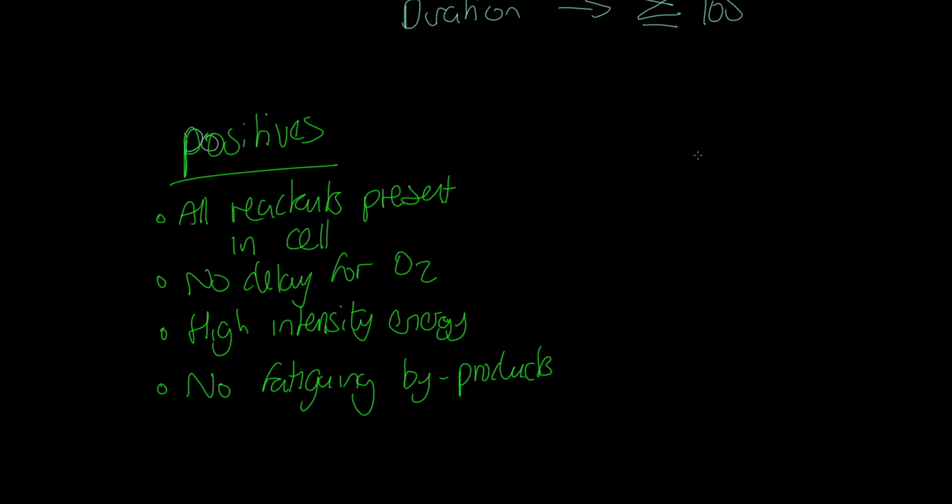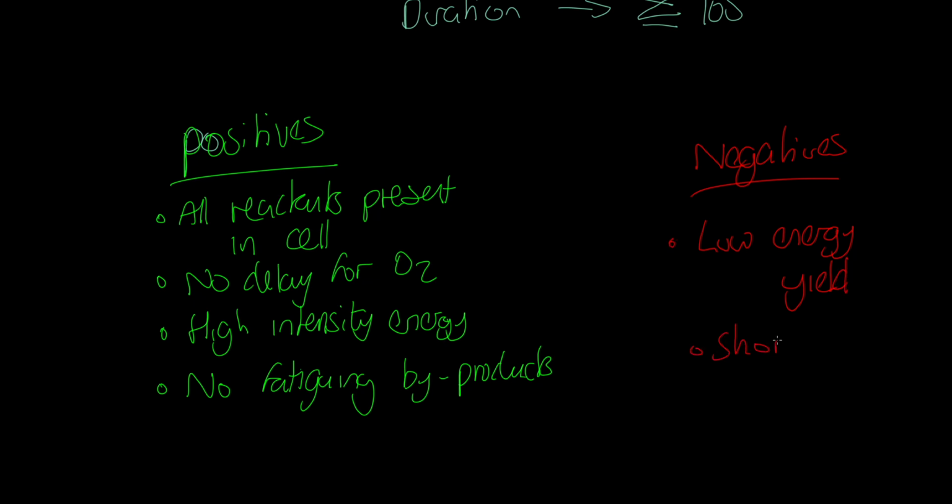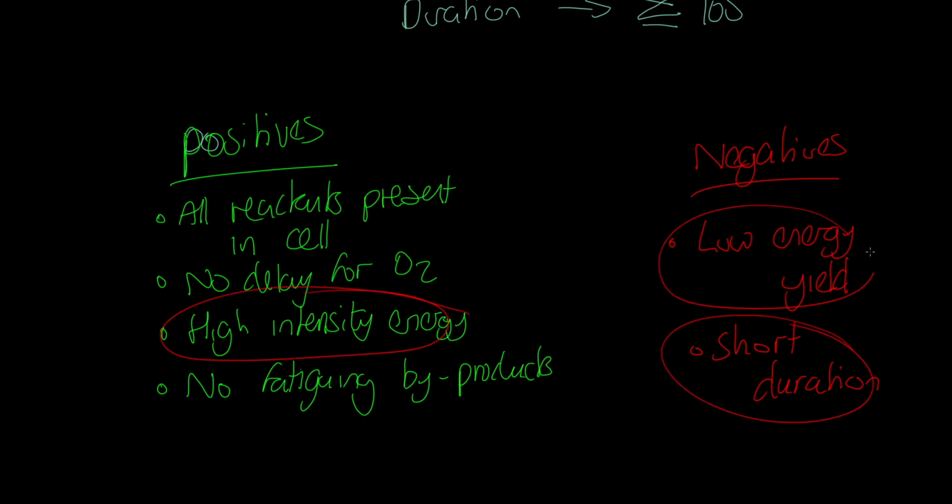Now, there are also some negatives or disadvantages to this system. What are those negatives or disadvantages? Well, first of all, and you'll find this out when studying other energy systems, a very low energy yield. So we can describe this system as inefficient. And we can also say one of its weaknesses is short duration or temporary. Now, of course, those two considerations come hand in hand. It's very high intensity, it's very short duration, and the energy yield is insufficient. Those things all tied together, as you can imagine.